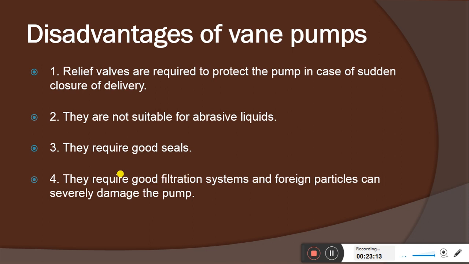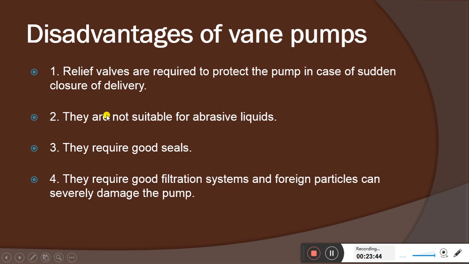So we will see the disadvantages. Relief valves are required to protect the pump in case of sudden closure of delivery. Continuous flow takes place in the vane pumps, and it should be relieved if there is no requirement or the pressure builds up in the next stage. So relief valves are a major requirement in here that will relieve the pressure of the pump and will not disturb the overall operation of the pump.